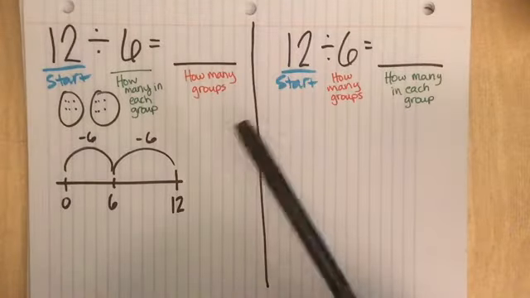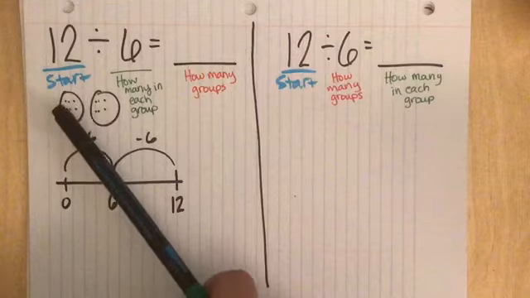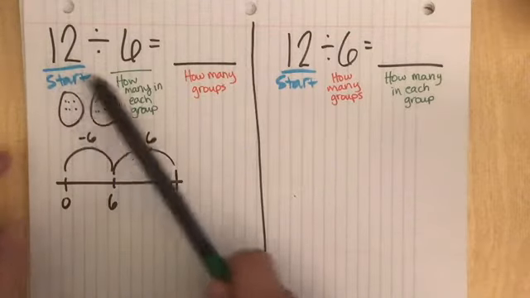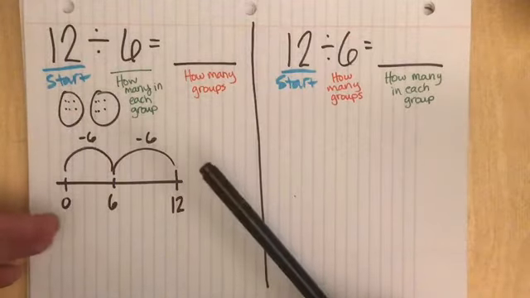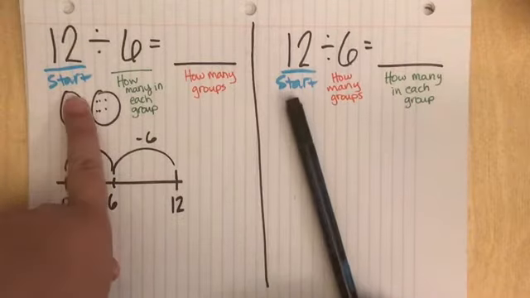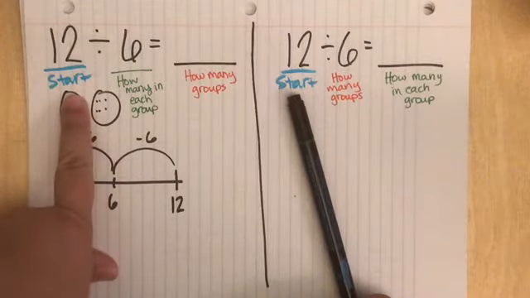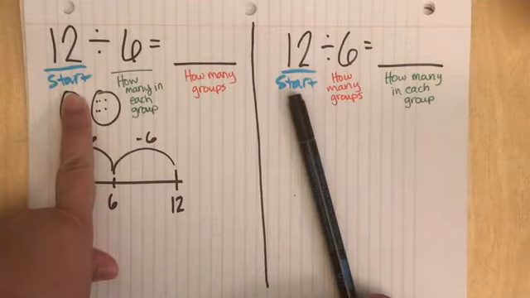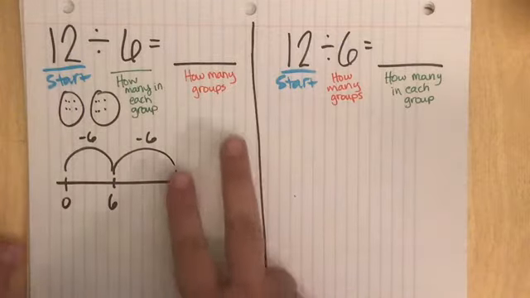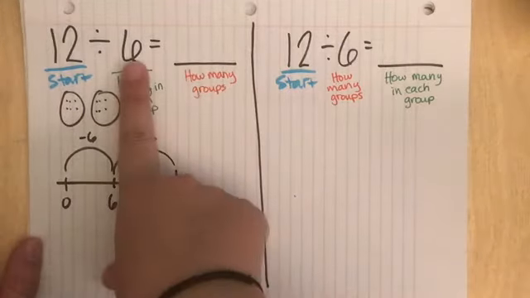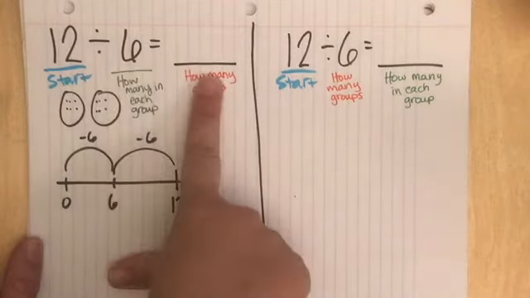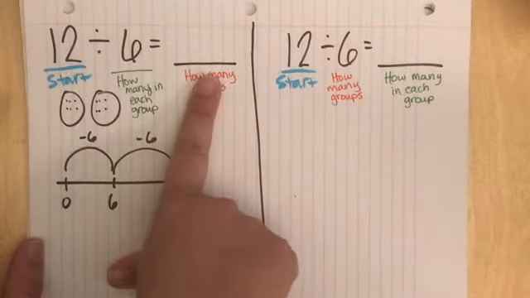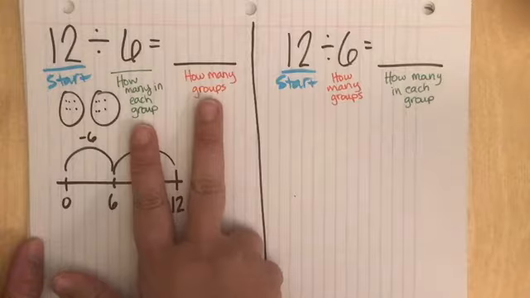Yesterday when we were working on division, we talked about how the placement of the numbers in the equation is very important. Today, the first number is still going to be the amount that you start with. That's not going to change. But what can flip-flop in division is the number that you're dividing by, the divisor, and the answer, the quotient. So their meanings can flip-flop.